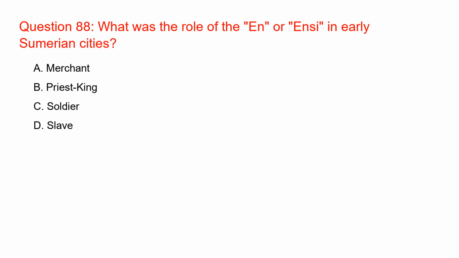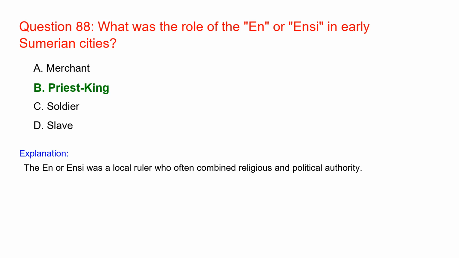What was the role of the ensi in early Sumerian cities? Priest king. The ensi was a local ruler who often combined religious and political authority.